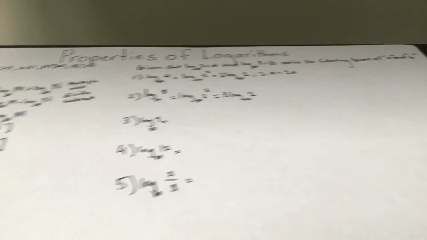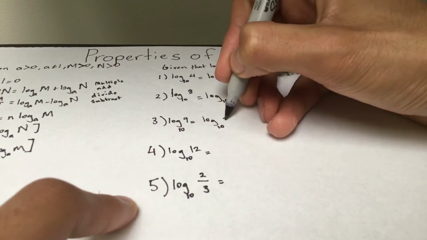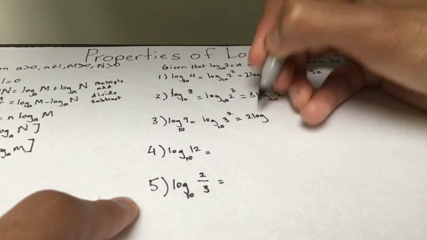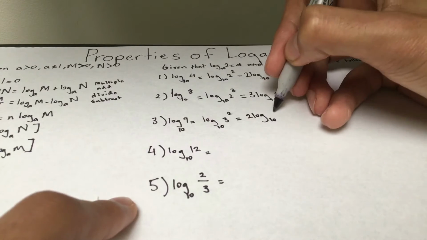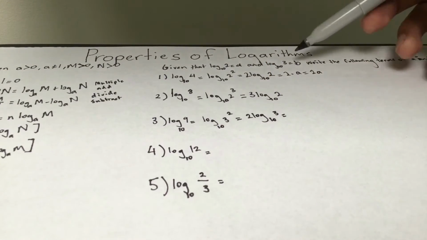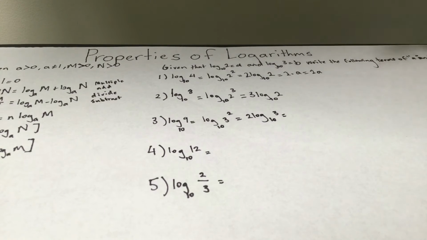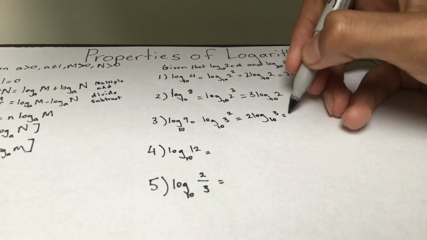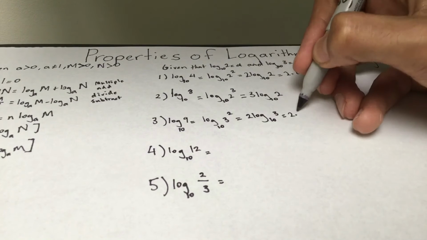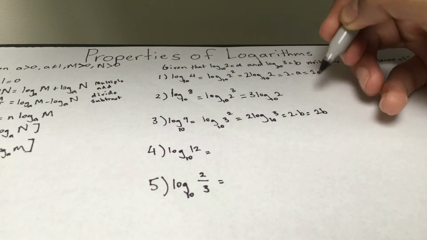Did you get log 10 of 3 to the power of 2 is equal to 2 log 10 3? Then we look at our question, log 10 3 is equal to b. So we replace log 10 3 with b. So 2 times b, sorry. So our answer is 2b. Okay.